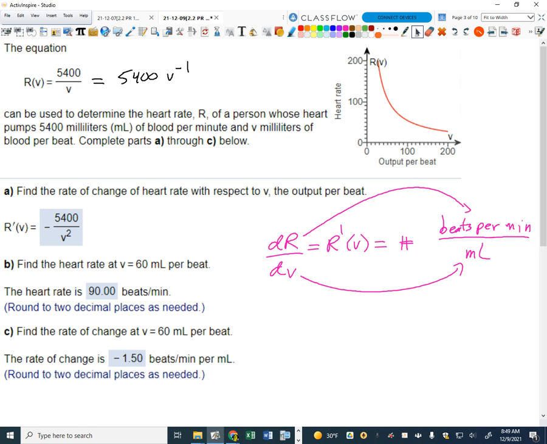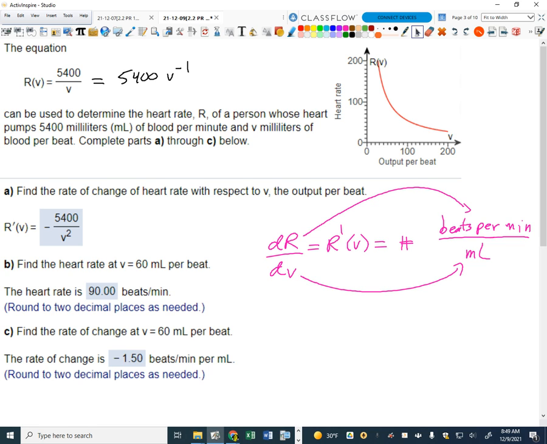So first of all, we're asked to find a rate here. We want to know what's the rate of change of the heart rate with respect to V, the output per beat. Now think what that means. For somebody whose heart is pumping 5,400 milliliters of blood per minute, that's not changing. That's staying the same. That's a constant. But the rate of change of the heart rate with respect to V: if we nudge V, we're asking ourselves what's going to be the impact on R. How is that going to change as V changes?